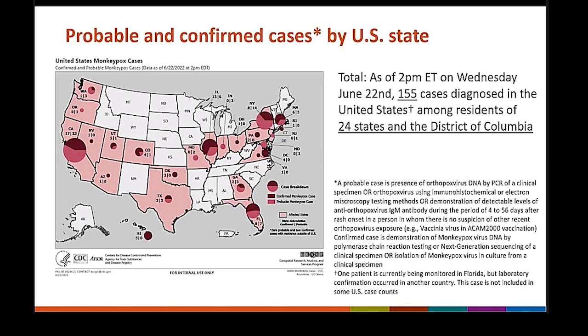On this map here that you can see, this is a map that we've been posting to our CDC website. You can see the most cases are occurring in California, New York State, Illinois, Florida, and Colorado. There are some cases too in other states, but those states that I mentioned are the ones that have the most cases at this time.